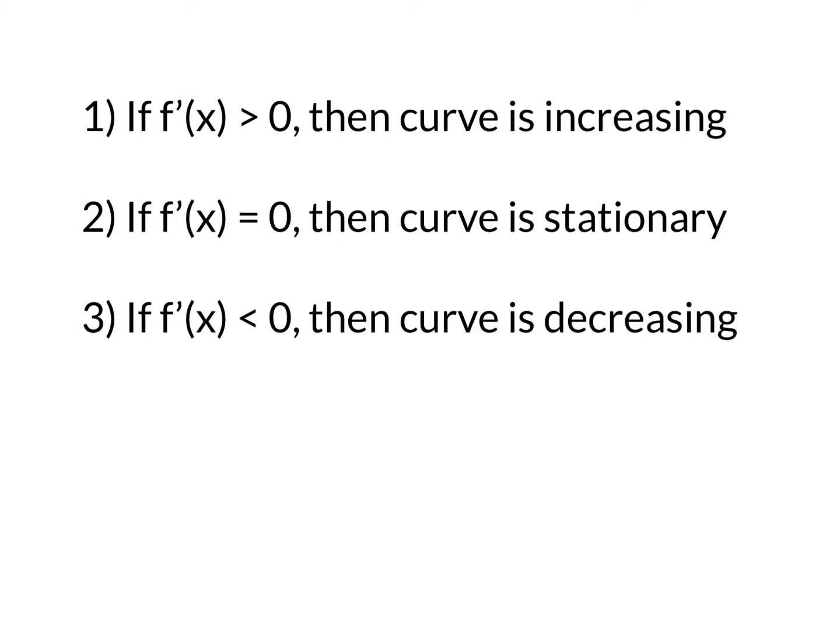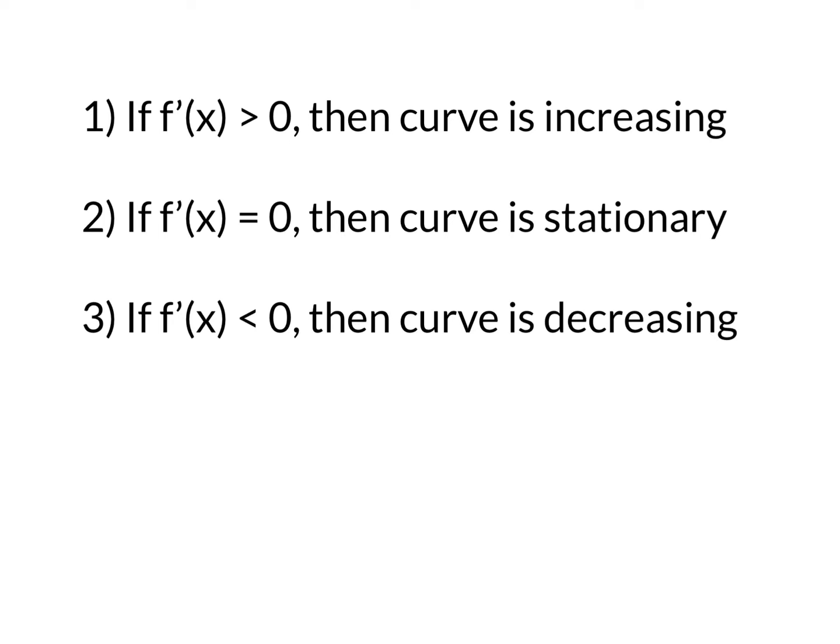Where the curve reaches a turning point, that's where the curve we call is stationary. So the gradient there, or the f dash of x, is equal to 0. That's the second point. So if f dash of x is equal to 0, then the curve is stationary. And the third one is when we put the little minuses. So they were where the curve had a decreasing or a negative gradient. So that's f dash of x is less than 0, then the curve is decreasing.